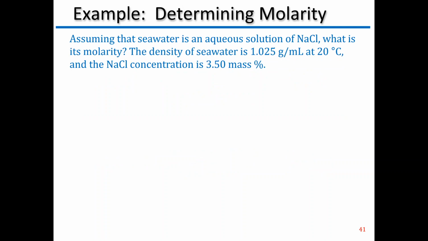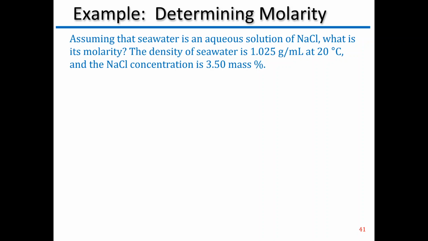Okay, so here's an example problem for us. It says, assuming that seawater is an aqueous solution of sodium chloride, it wants to know what is the molarity, and it tells you the density of the seawater is 1.025 grams per milliliter at 20 degrees C, and it tells us the concentration is 3.5 mass percent. Okay, so we're looking to solve for molarity. We have a density, and we have a concentration in mass percent.